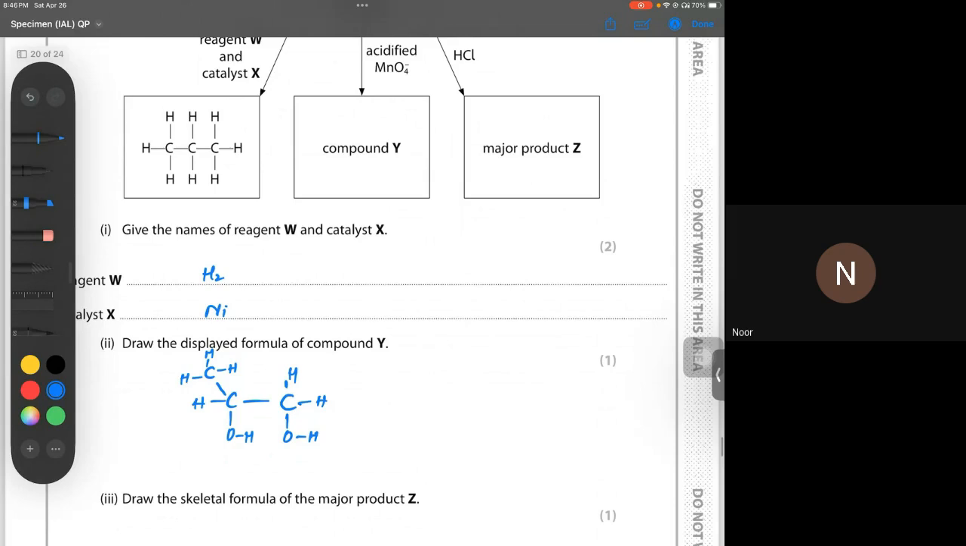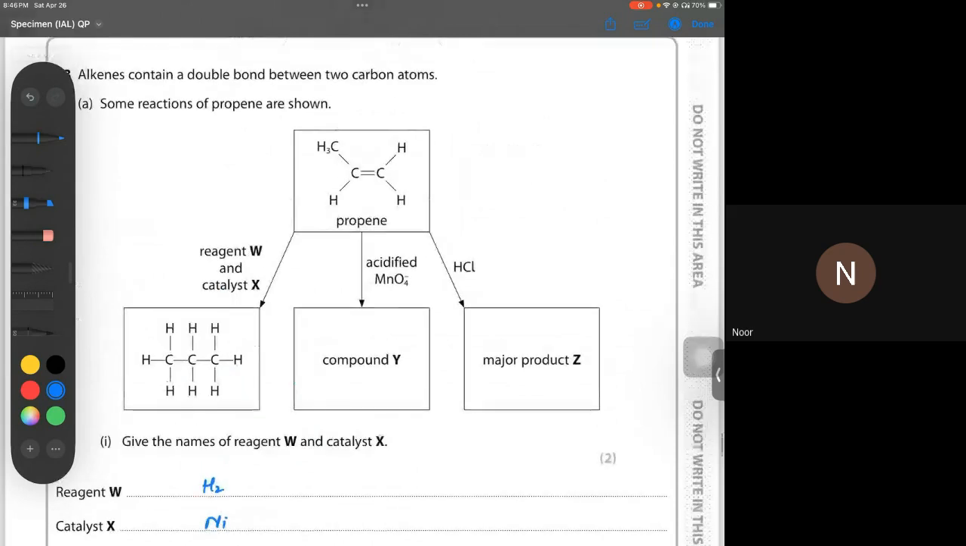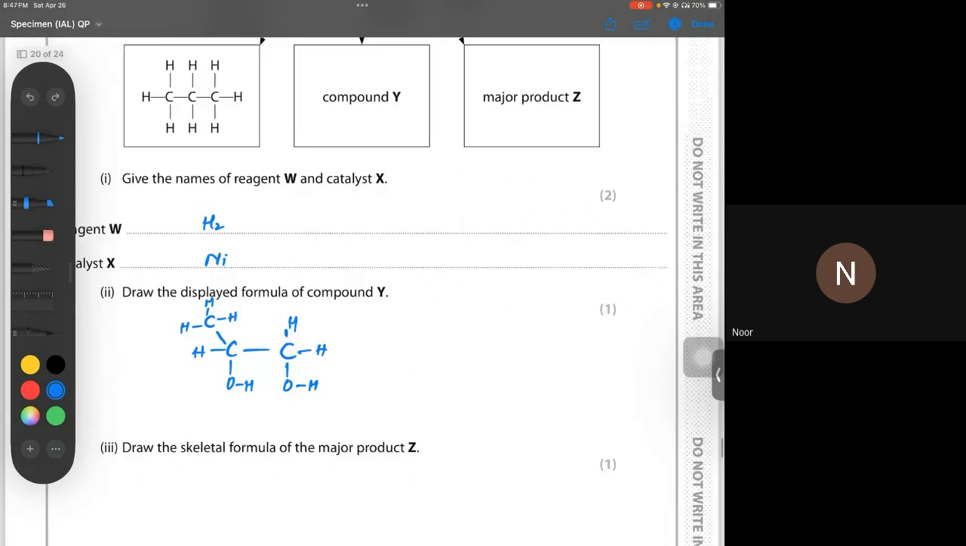Draw the skeletal formula of the major product Z. Major product means that you have to apply the Markovnikov rule. Hannah, you have to apply the Markovnikov rule, which says that the negative species should be attached on that carbon which is going to have the lesser number of hydrogen atoms. Of course, it should be this carbon. This carbon is going to have only one hydrogen, and this is going to have two hydrogen.